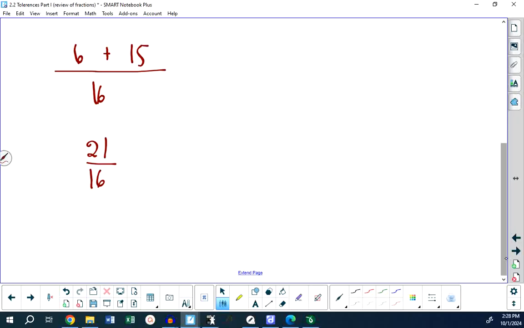However, we don't like improper fractions when you talk about industry or manufacturing. So is this more than 1? Yeah. 1 is 16 16ths. So we have 21 16ths. What we have to do is figure out what 21 minus 16 is, because 16 of those 16ths is going to be a single one. It's going to be a whole number.